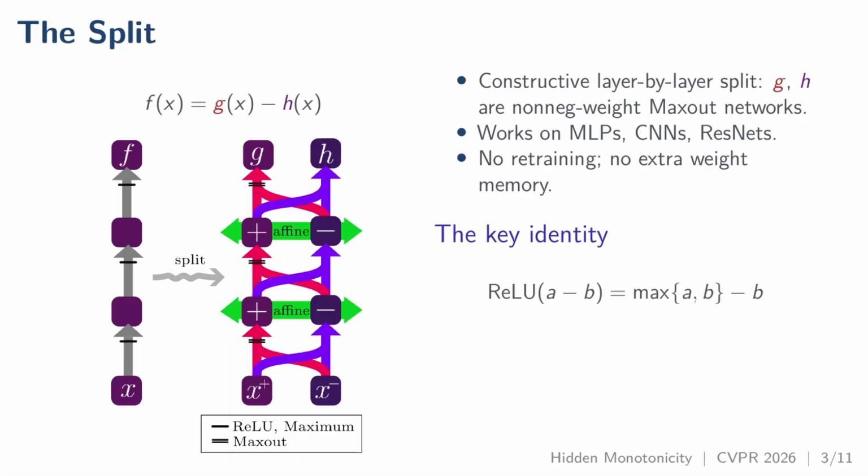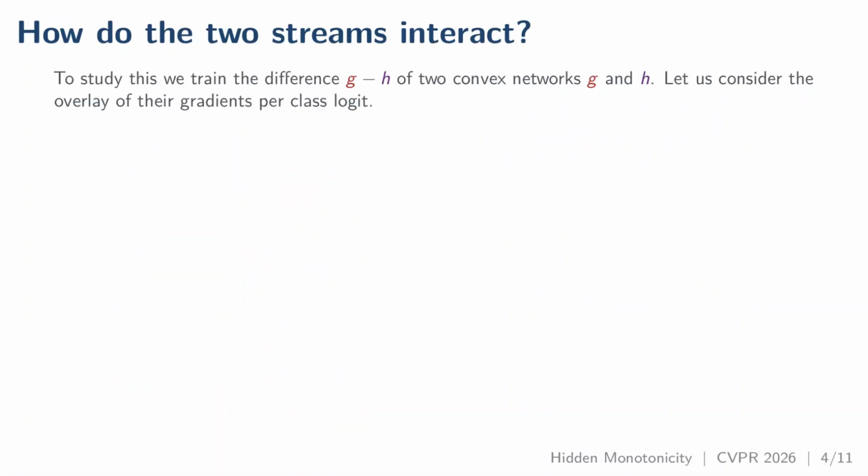To understand how the decomposition unfolds, let us look at how the algorithm treats the two streams at the ReLU activations. In this case, A and B represent the positive and negative streams respectively. We decompose the ReLU of their difference as the difference of their maximum and the negative stream. To study how such two monotone streams can interact, we also trained the difference G minus H of two convex networks on small datasets directly.